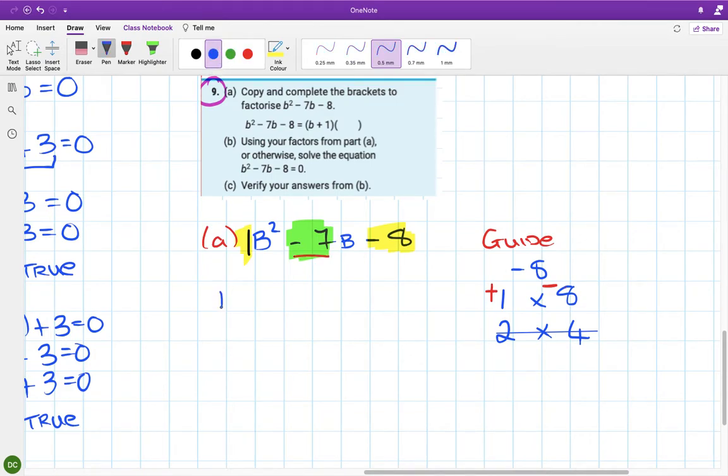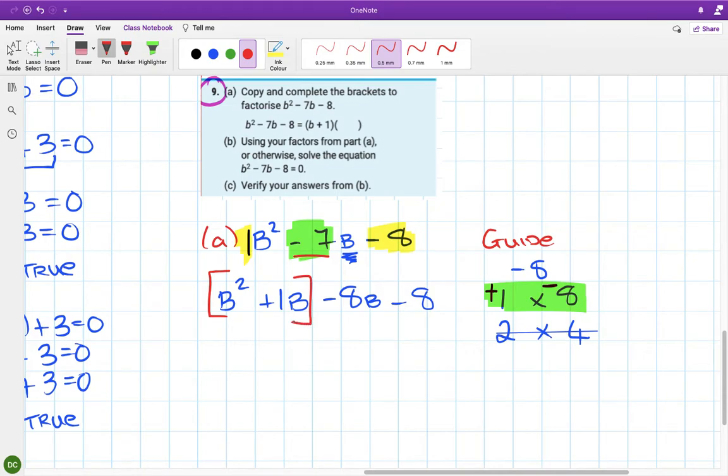Okay, now you rewrite. So the b squared, this green part is going to become this thing over here. So it becomes plus 1. Now don't forget the b. So plus 1b minus 8b and then minus 8 at the end. Split it up into your two groups, the red group and the green group. Common factor in the red group is b. Open up my bracket and I'm going to divide by the common factor.